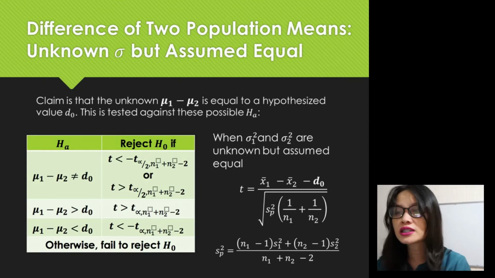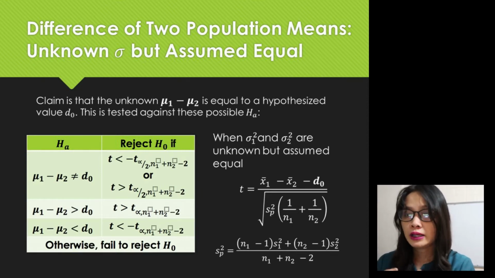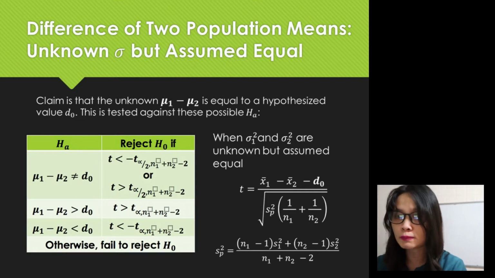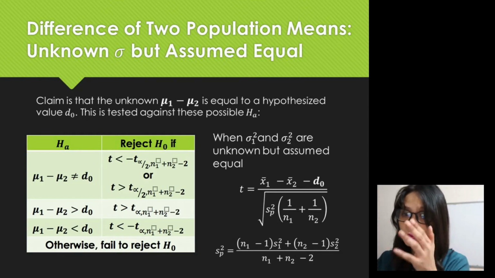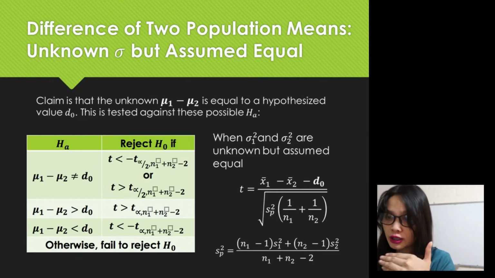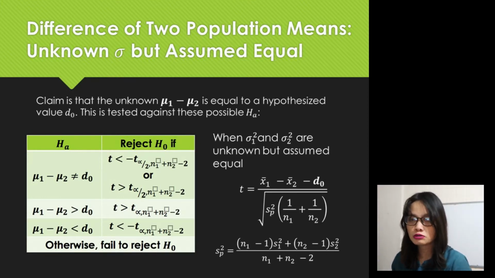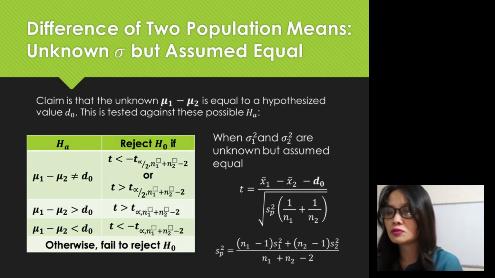The question is, why is your degree of freedom n sub 1 plus n sub 2 minus 2? Because you're dealing with two populations. So to solve for DF or degree of freedom, you need to add the two sample sizes minus 2. Okay, because you're given two populations, so that will be your DF. Another one, reject H0 if T is greater than T alpha over 2 and your DF is n sub 1 plus n sub 2 minus 2.